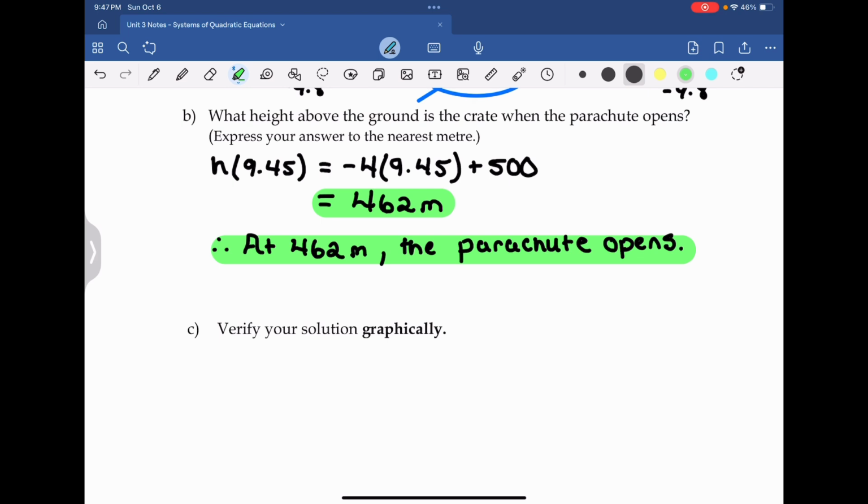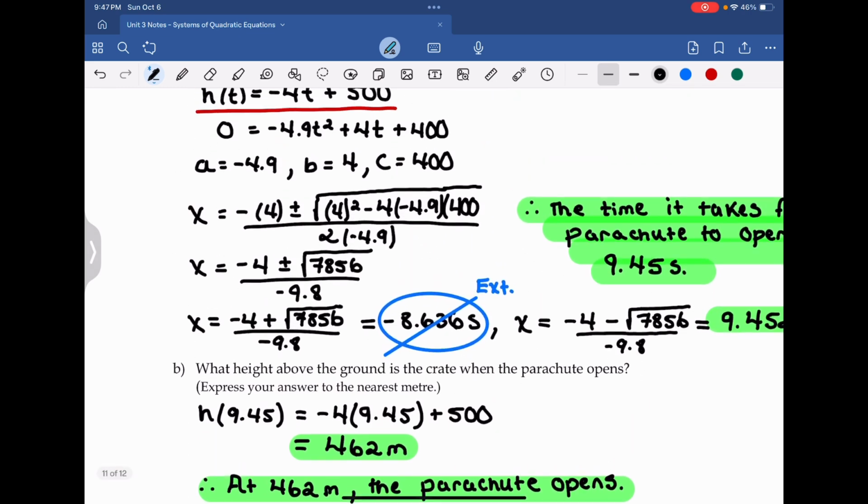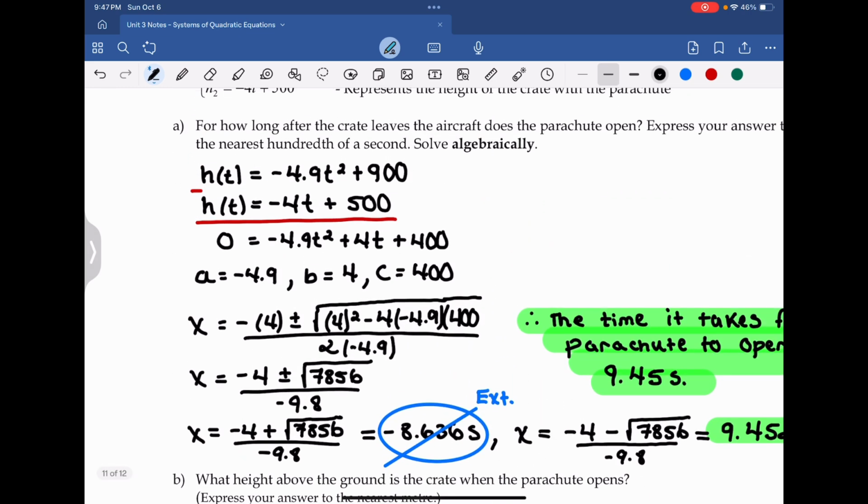And then verify this solution graphically. All they're going to ask us to do is type in these as H functions into our graphing calculators. Now, just so that you're aware again, H or any sort of thing they describe in terms of a height and time as a function. So we have a function of height in relation to time. These are just another way of saying y. It's just like when we write f of x equals y, h of t equals y.